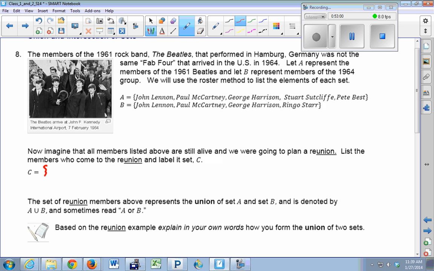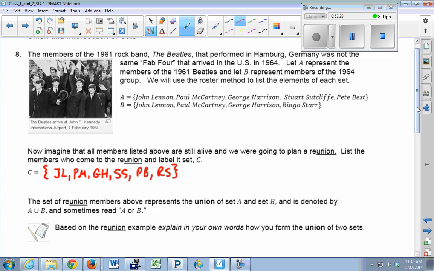And then Ringo Starr. Okay. So notice, even though John Lennon, Paul McCartney, and George Harrison were part of both groups, I didn't list them twice, right? You can't show up twice, you're one person. So this is what we call the union of sets A and B.